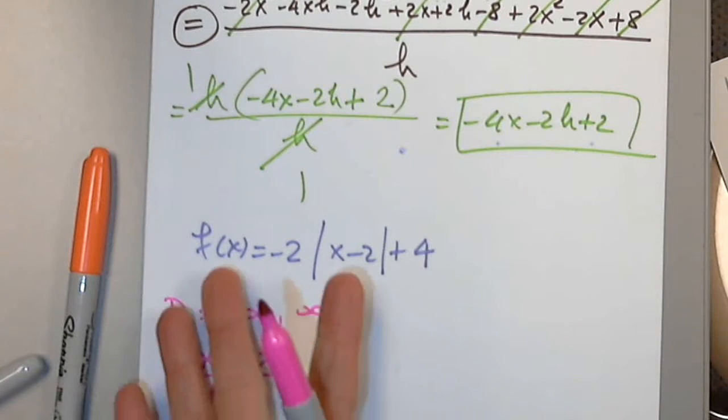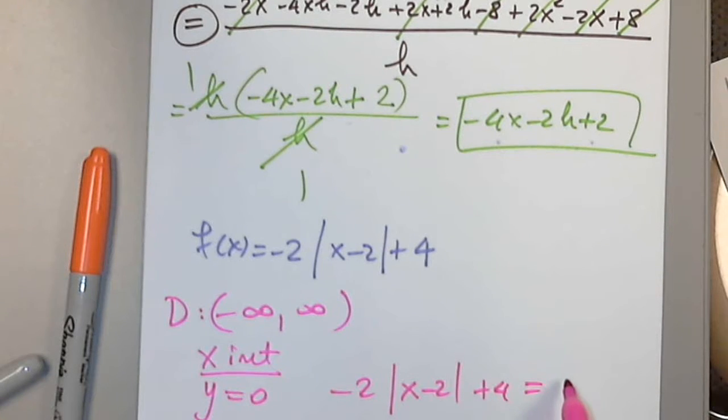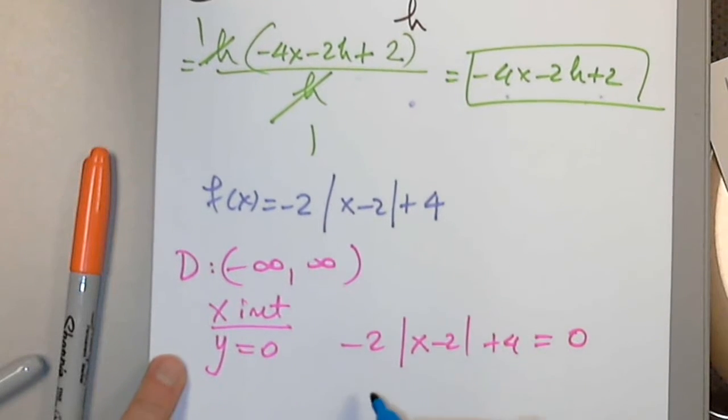Very good. Y is the function itself. Negative 2, the absolute value of x minus 2 plus 4 equals 0. I'm looking at this equation. I have to identify it correctly. What type is it? Absolute. Awesome. What do I have to do first? Get the absolute value alone. Right. Clean it up. How do I clean this up? Subtract 4. Very good.